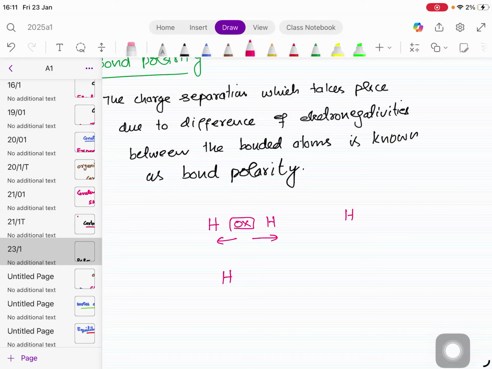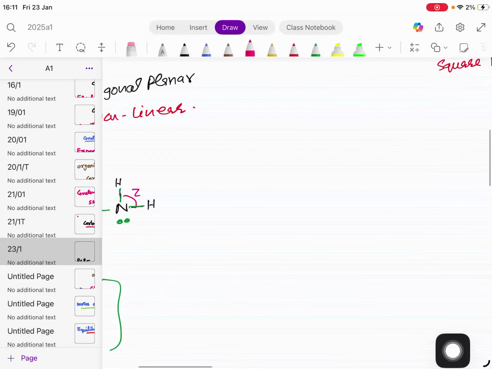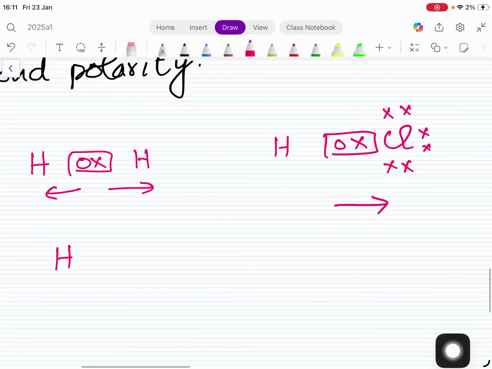But on the other hand, when hydrogen and chlorine are bonded together, the electron pair that is shared between the two atoms is not going to be in the center. It is still a covalent bond, but the electron pair gets close to Cl. As a result, the electron pair is now very close to the chlorine, a bit away from the hydrogen.